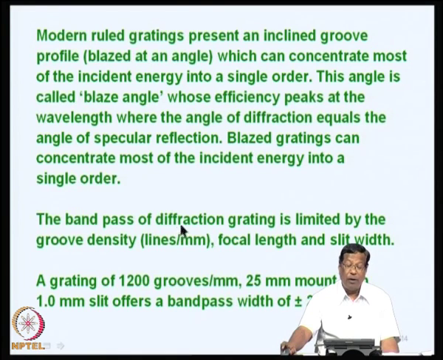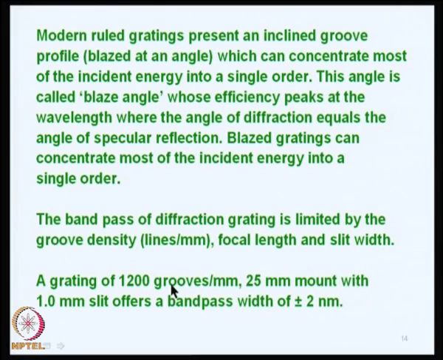Now, the band pass of a diffraction grating is limited basically by the groove density, its focal length, and slit width. So, a grating of about 1200 grooves per mm is what is usually used, and 1200 grooves, 25 mm mount with 1 mm slit offers a band pass width of plus or minus 2 nanometers. That is, you can choose a wavelength of about 430, you would have wavelengths containing 428 and 432. So, 430 would have the maximum intensity, whereas 428 would have lower intensity, and 432 also would have lower intensity.